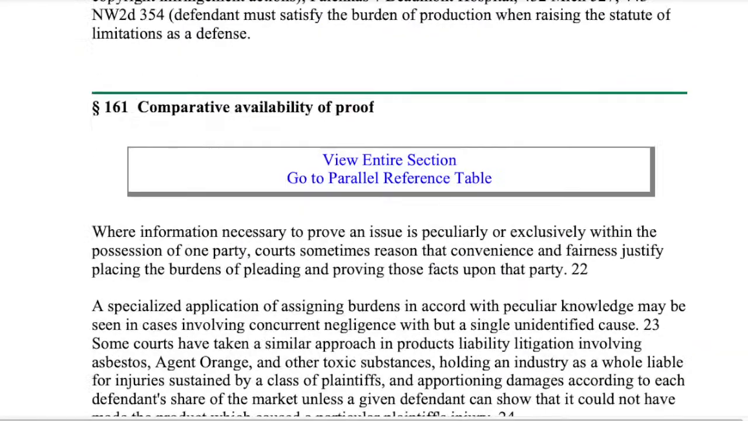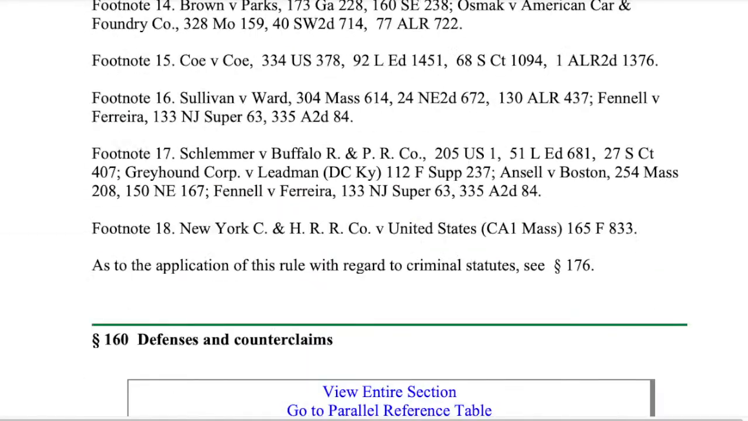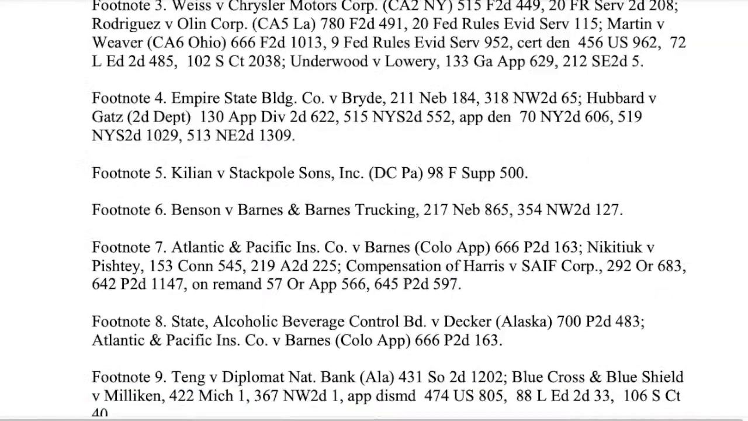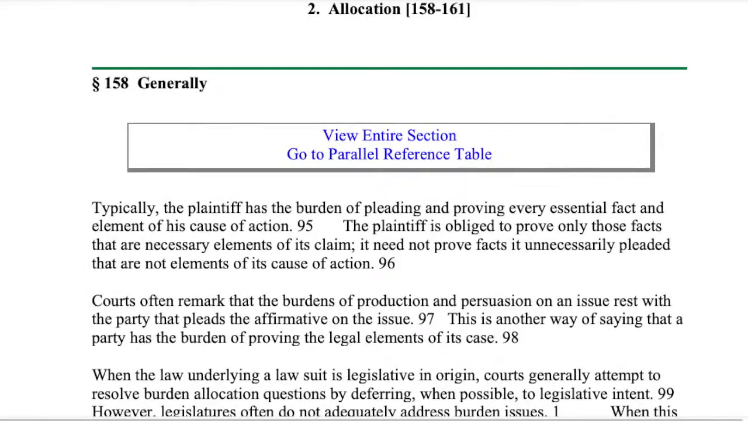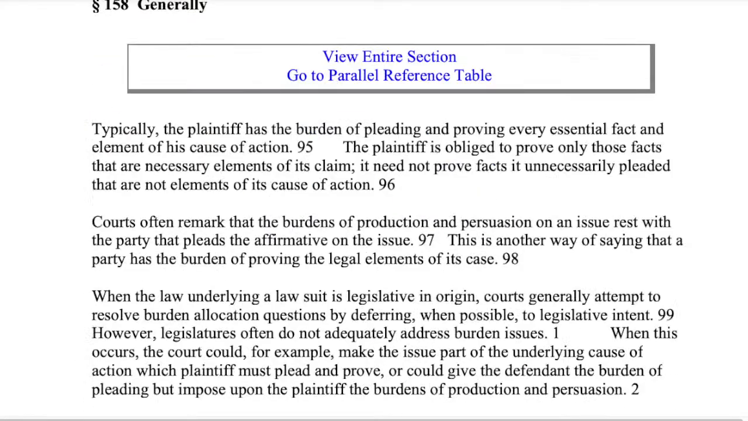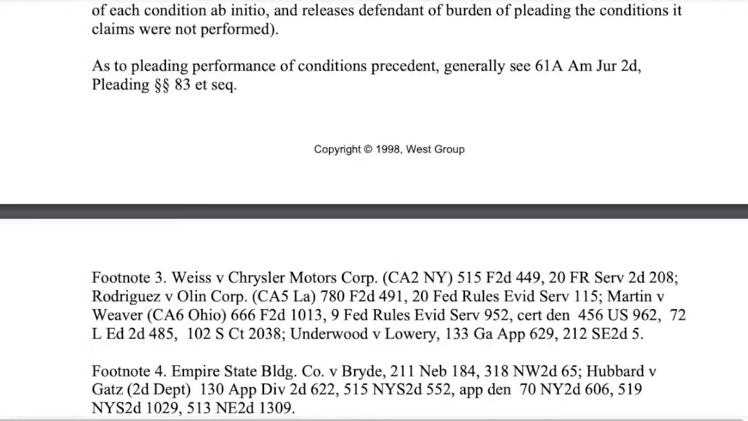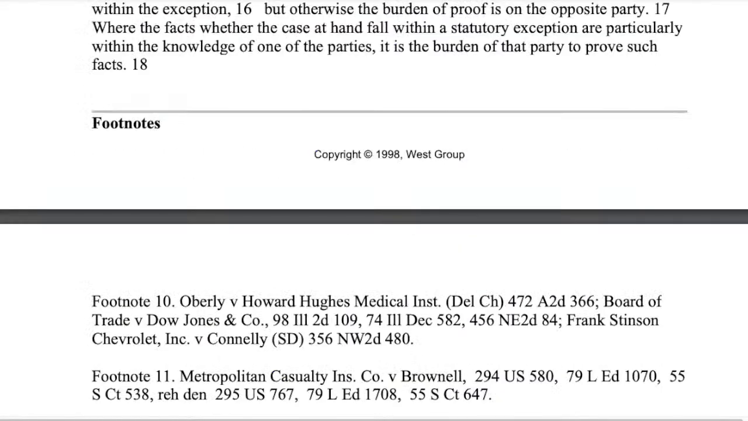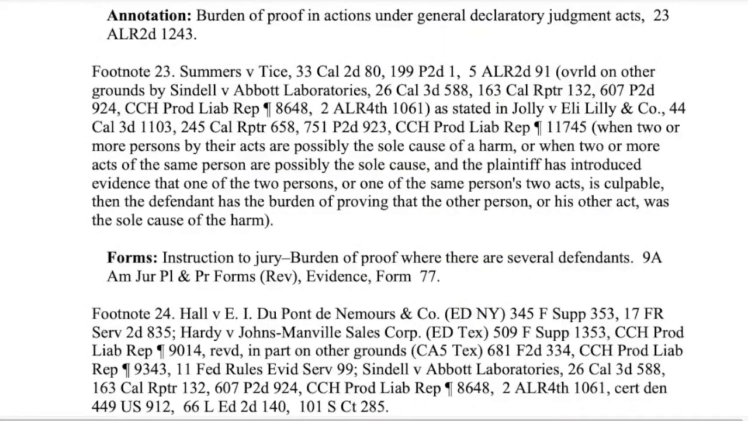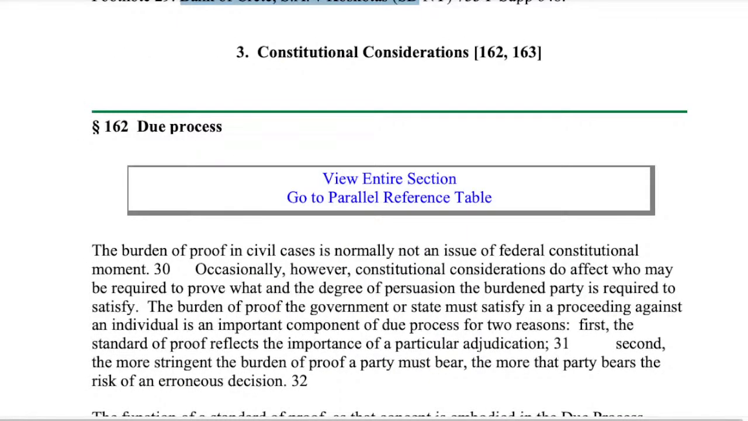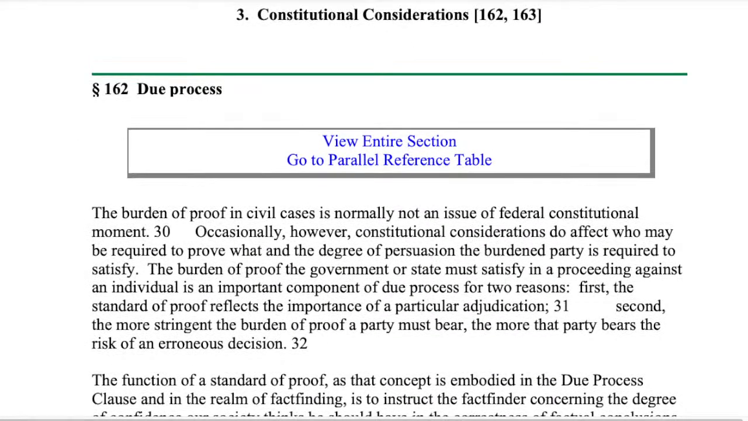So this is where we're going over here. These sections here, we're to go over allocation. As you can see here, what we mean by allocation is where each of these different burdens is allocated to. Who gets it assigned to producing, or satisfying, I should say, that particular burden? And that takes us on to the third part of this chapter, constitutional considerations. Section 162, due process.